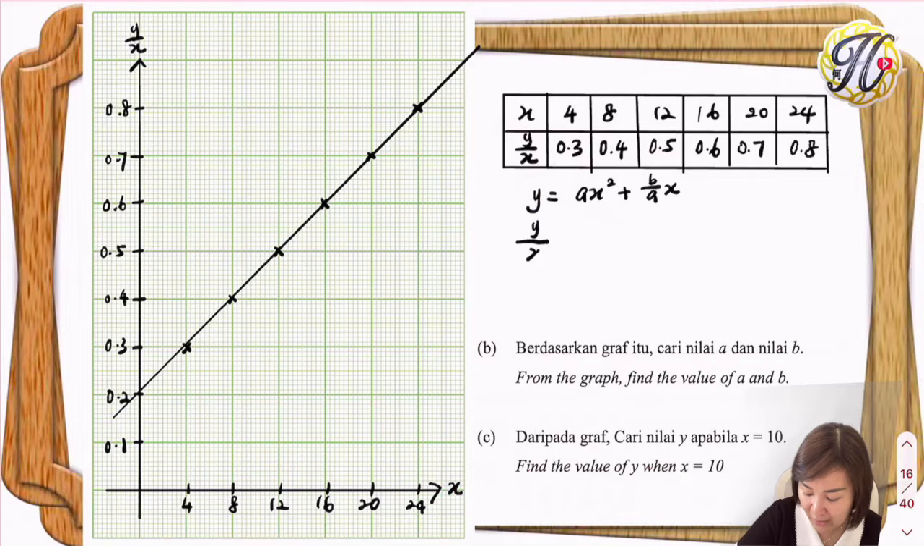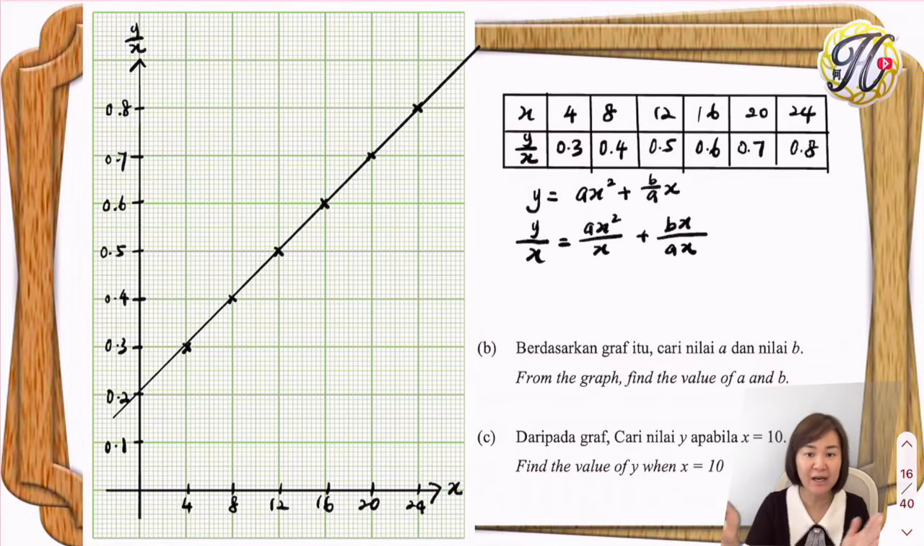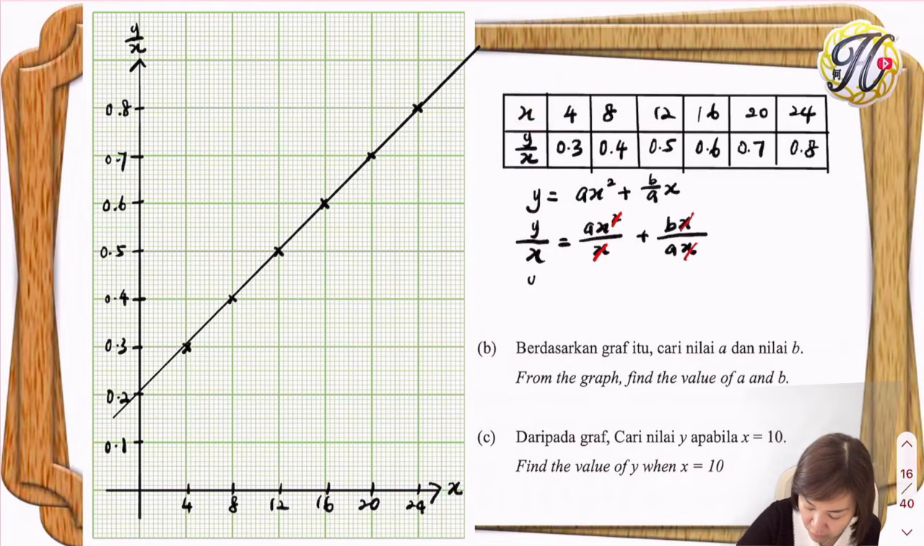So, Y over X. This is AX square over X plus B over AX. Why I put the X on top? Because they're really on top. Okay, B over AX means that B over A multiplied by the X. Okay, so divided by X. So, one top, one bottom. So that don't make you confused, right? So, this one you see, you can eliminate. X over X is equal to 1. Here, also same thing. Akan jadi X sahaja. So, now you can rewrite back the equation, which is Y over X equal to AX plus B over A.